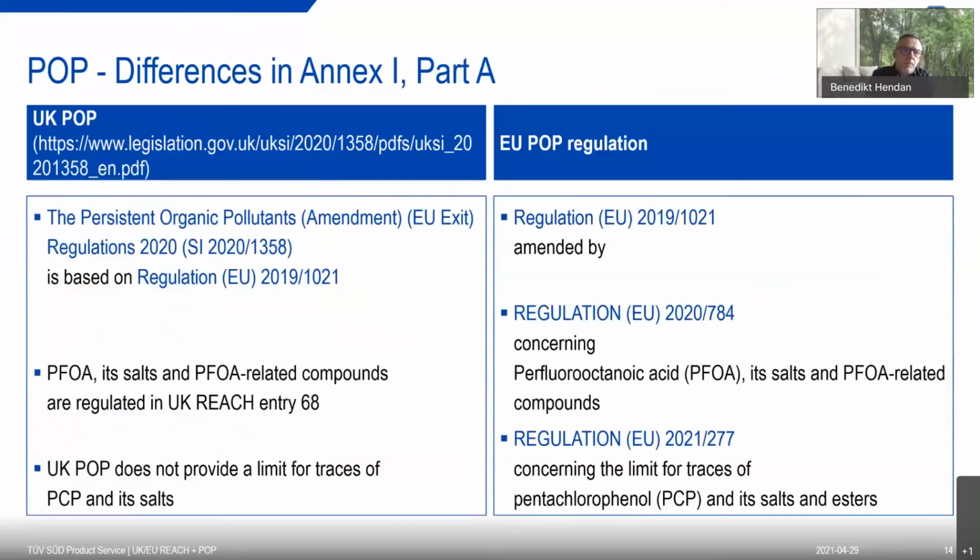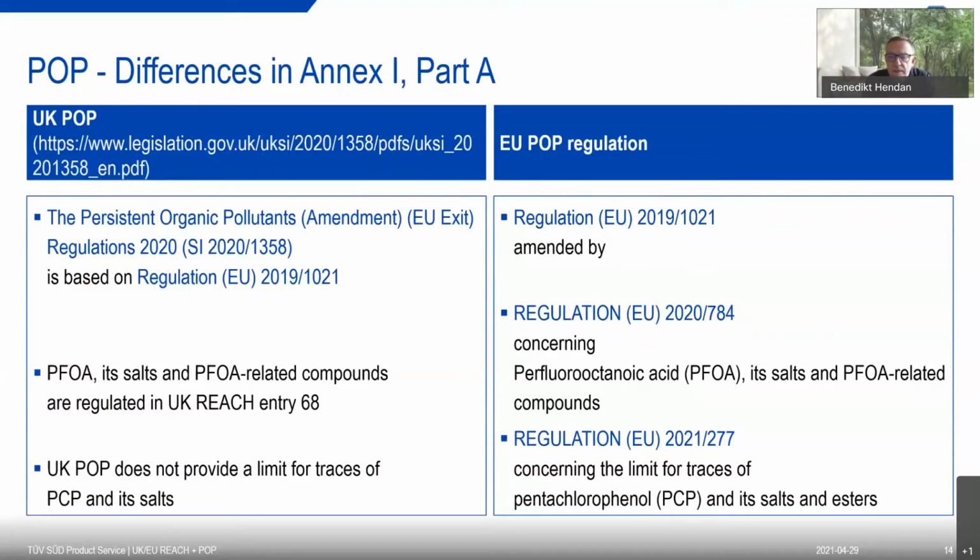So what is the UK POP regulation compared to the EU POP regulation with regard to articles? I have not considered everything else. I'm just focusing on articles here. And it is known that the UK POP regulation is based on the EU regulation 2019/1021.